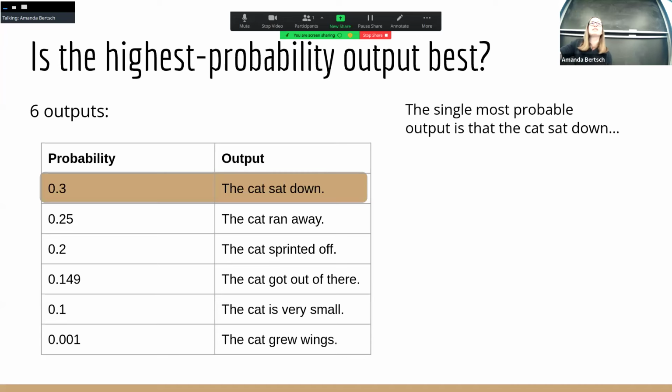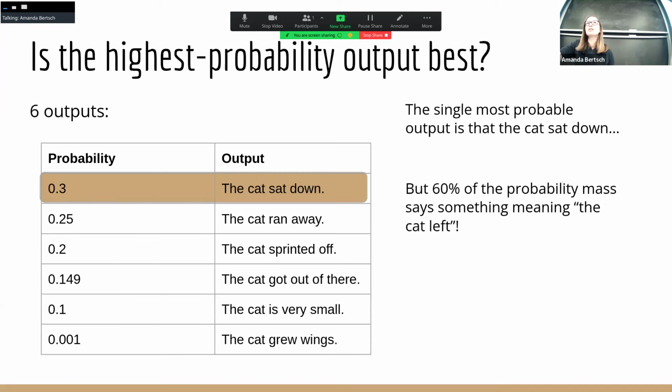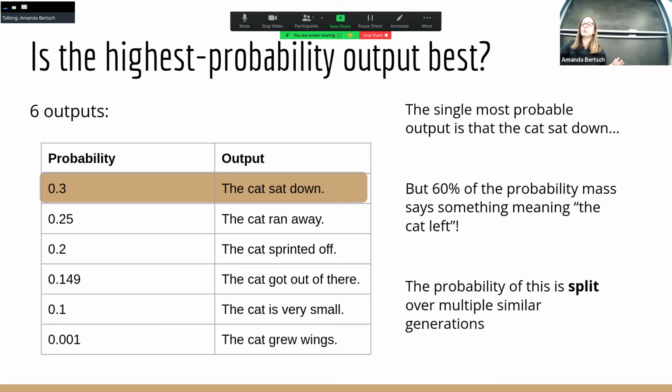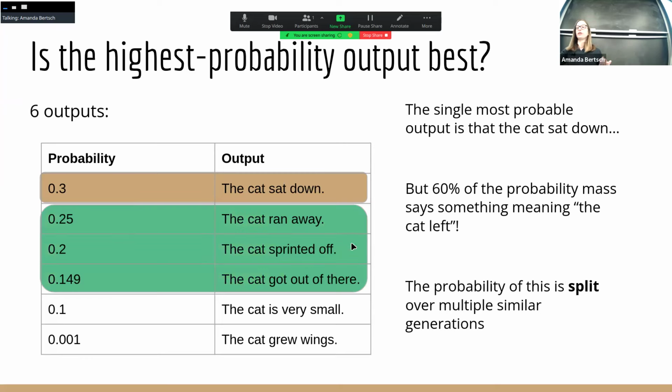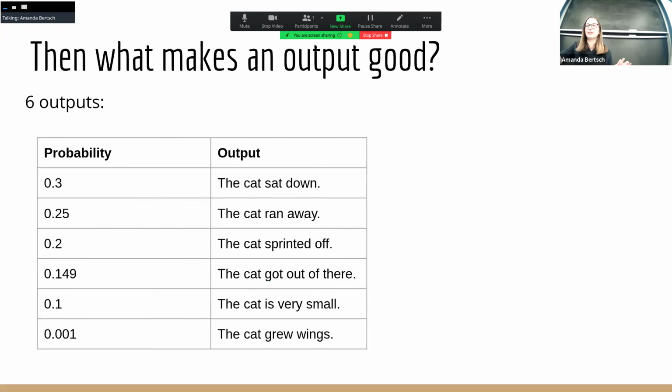But if you look at the rest of this distribution, you see that there's actually a whole set of outputs after that that all say something that kind of means the cat left the area, right? It's just that this probability is split over these 3 different generations. And if you actually add up the probability mass of all 3 of these sequences, this is double the probability mass of the cat sat down. But because none of these individual sequences is higher probability, if you're doing mode-seeking search, you wouldn't be able to see this effect, right? So do we really want to return the cat sat down, or do we want to return something that means the cat left the area?